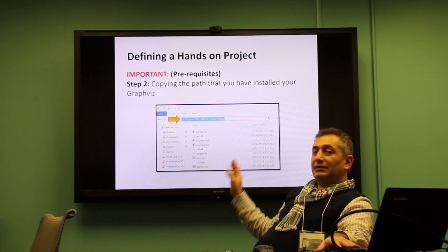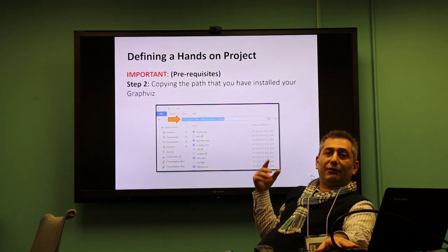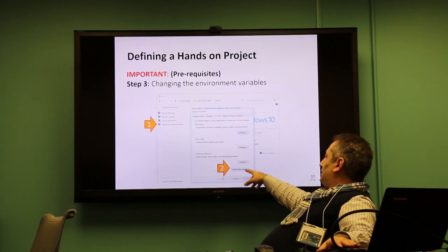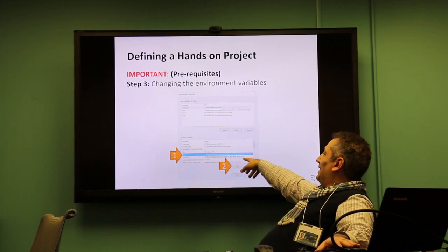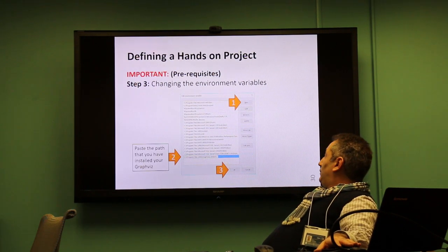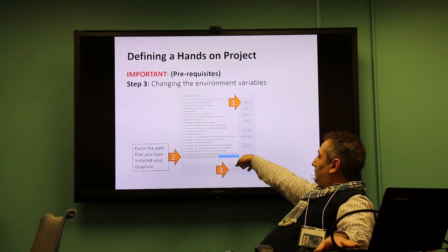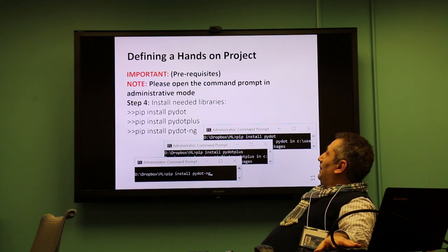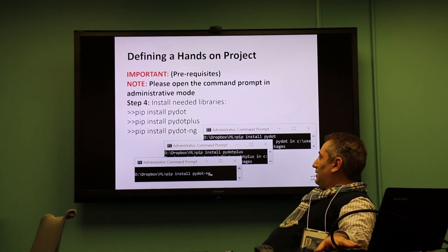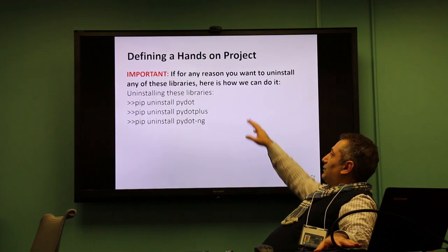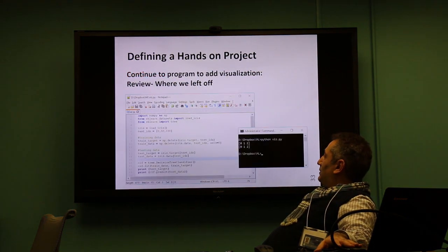I'm not sure, I didn't try this using Keras. High probability Keras doesn't need an installation. But anyway, you bring this into environment variables and add it into the path. So technically now it is accessible. You just say new, and don't forget to have that backslash at the end. The prerequisites are to install pydot plus and pydot. And if you want to uninstall it, you can simply do the same for uninstalling.